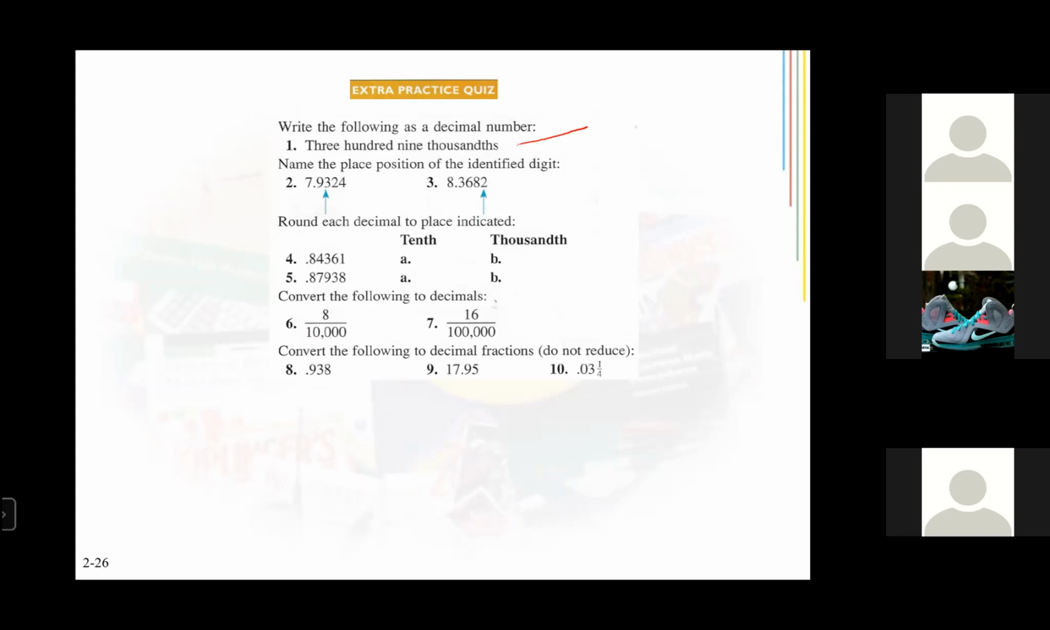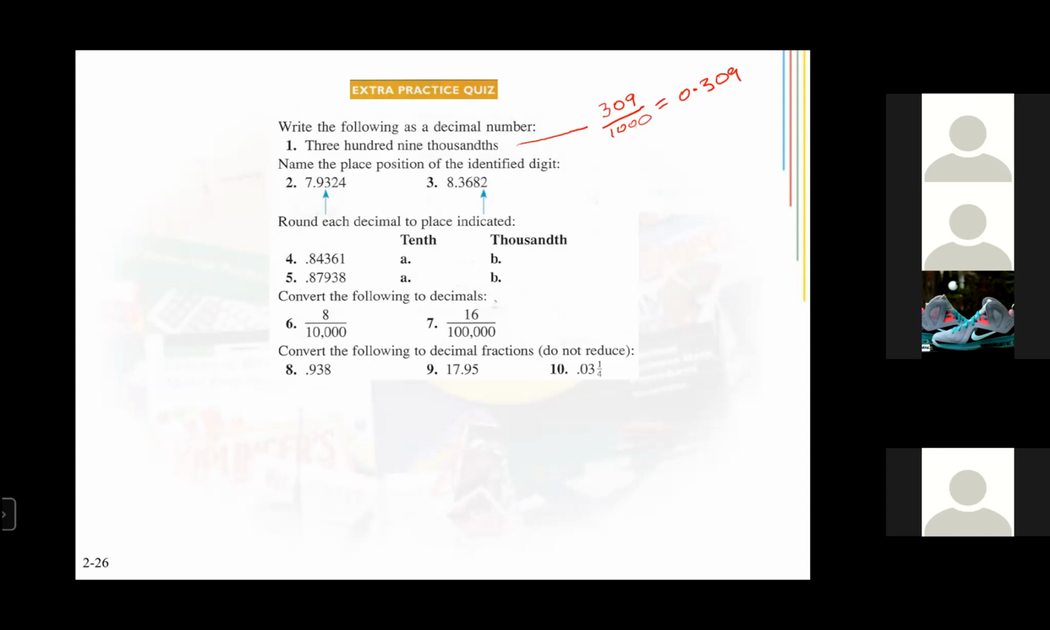So that would be 309 over 1,000. Now if you change that to a decimal, what would it be? 0.309. Okay, very good. That's it.